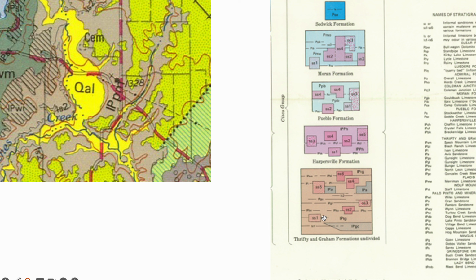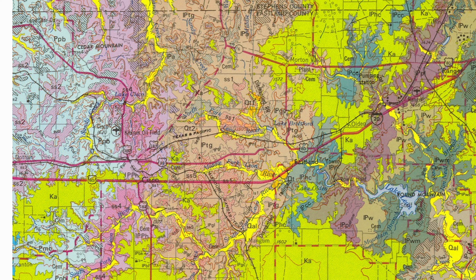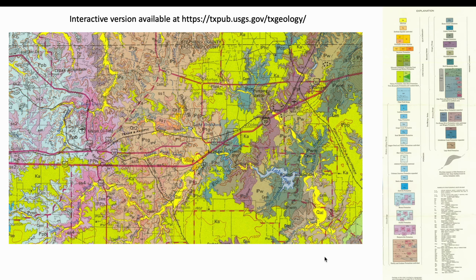Thrifty is supposed to be the top, Graham is supposed to be the bottom, if I remember correctly. But they used to be considered distinct, and now they're kind of so muddled. Like the original descriptions made a couple of mistakes because they couldn't see through the ground. And so now they're just the Thrifty and Graham undivided on these maps. Now there's even better. There is an interactive version. That's the one you want.